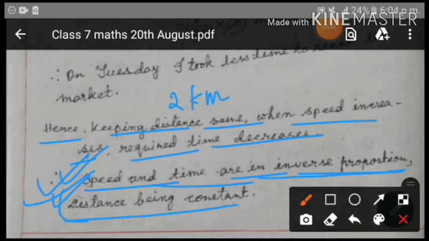Now, inverse proportion, as I have told you before, means when one quantity decreases, another quantity increases. So here when the speed increases, the time required decreases. This is very natural: when any car or a bike or any other vehicle is driven with a greater speed, then the time required to reach a particular place will automatically become less. But if the speed is less, the time required will be more.